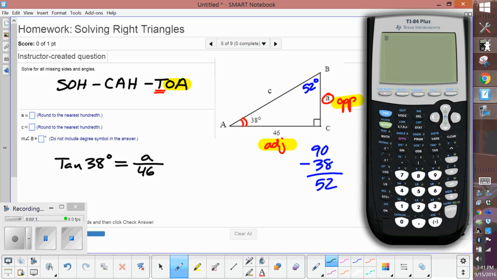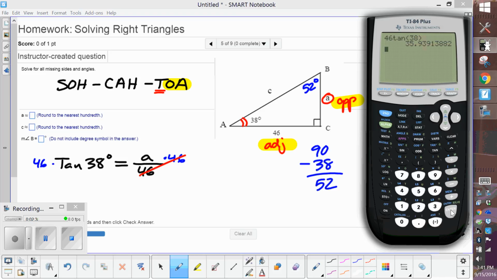I do have to do a little bit of algebra here. My goal is to get a by itself. The opposite of dividing by 46 is multiplying by 46. I'm going to do the same over here, and these will cancel out. So on the calculator, I type it in exactly the way it looks, 46, and I can put times if I want to, but I don't need to, tangent of 38 degrees. I like to close out my parentheses. Enter.